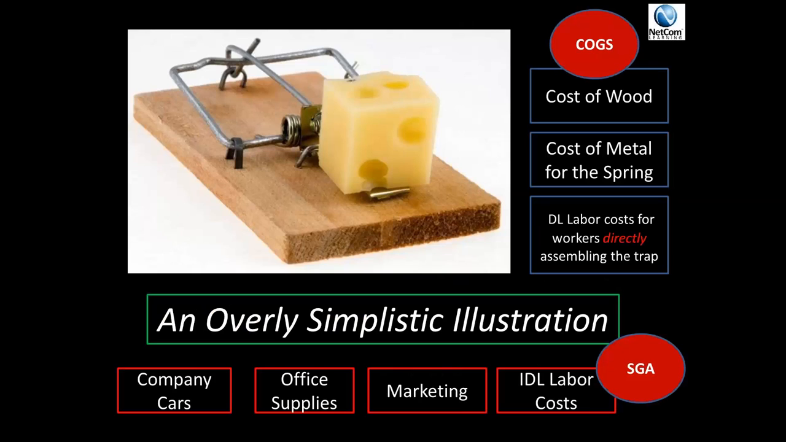Now, a very simple illustration. If our company makes a mousetrap, the COGS, the direct costs, refer to the cost of the block of wood, the cost of the metal spring, and the direct labor cost for the mousetrap. Some of the indirect costs, SG&A, might refer to company cars, office supplies, marketing, and perhaps the CEO's salary, the IT salary, the salary of any employee that works in support, not in direct assembly, but in support of selling that mousetrap.